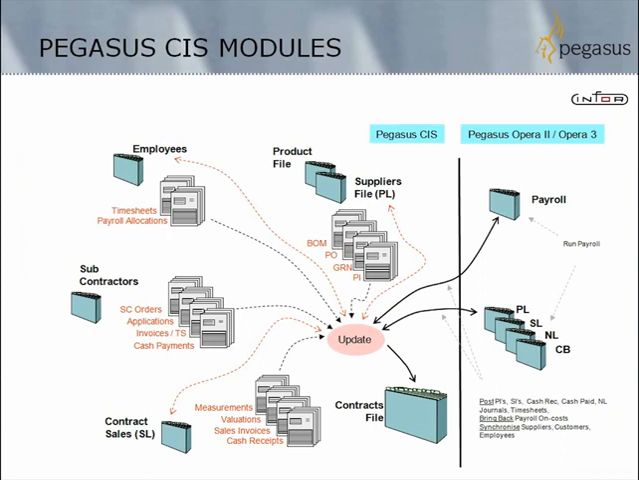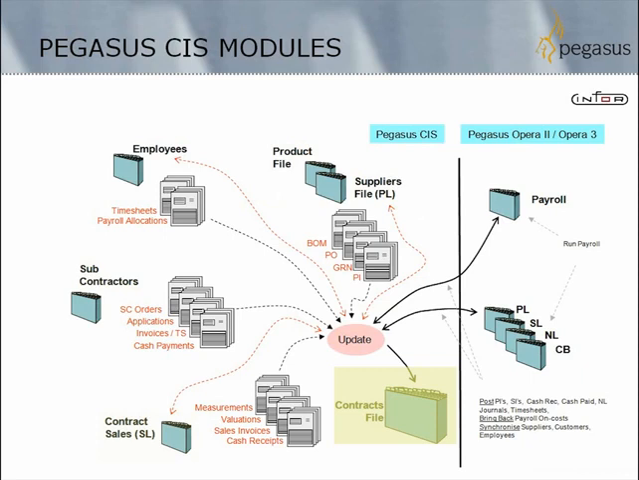Let's recap. Pegasus CIS is a contract costing system where all the costs and all the hours go into the contracts file. So we've got a central place to report on. That information is being filtered through from the range of other modules that feed information into the contracts file. So we have a contract sales ledger that posts the revenue. We have a subcontractors ledger and a purchase ledger that allows us to capture purchase orders and subcontractor orders and post committed costs into the contract that then get converted to actual costs as the related invoices flow in.